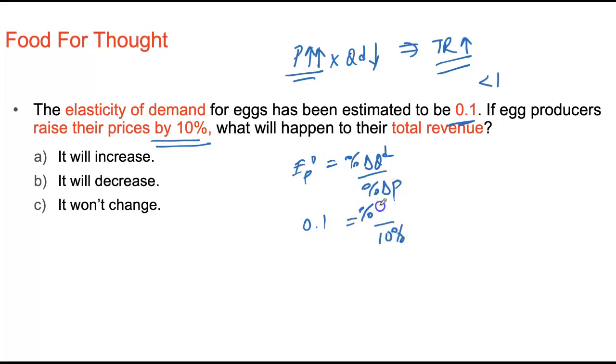And you're looking out for what happens to your quantity demanded. So for a 10% change in price with an elasticity measure of 0.1, it's telling you that quantity demanded will respond by only 1%. 10% times 0.1 is 1. So that's telling you quantity demanded in this case will fall by 1% because prices were rising by 10%.